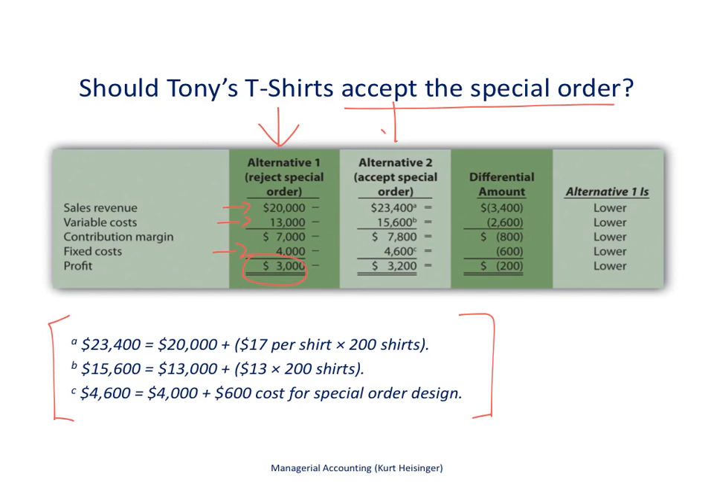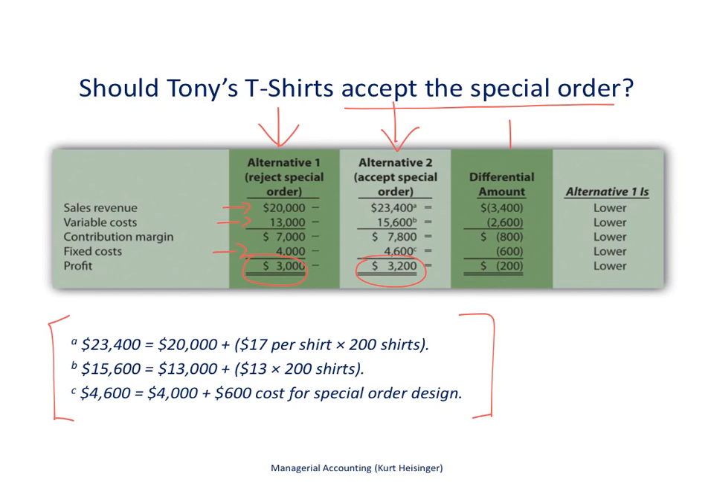So alternative two is to accept the special order, and I'll let you work through the numbers. The footnotes are there. You can take a look at those to see where these numbers come from. But you'll see here that with the special order, we're going to have profit of $3,200. So we actually gain $200 by taking on the special order.